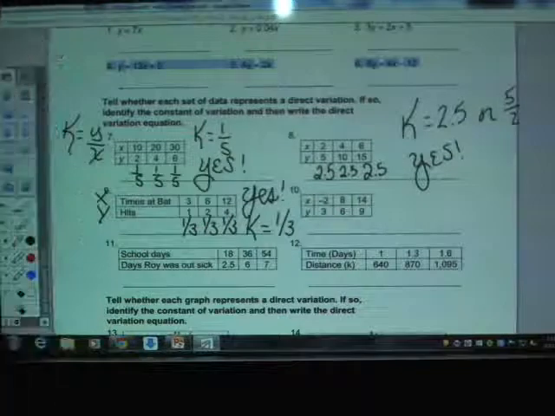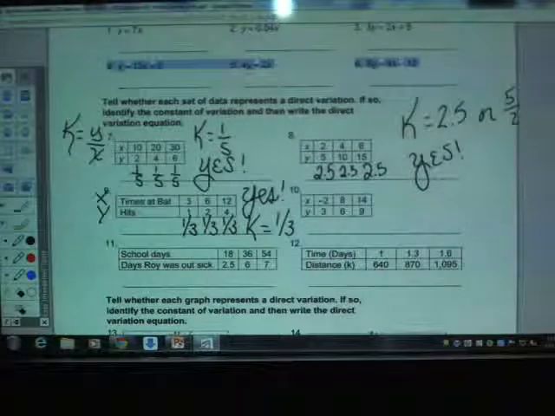And you'll keep doing the same thing with 10, 11, and 12. Look out for that constant of variation. If it happens to be the same, it's a yes, then simply identify the number you have there when you divide. If you get one time a different number in the question, it's automatically a no, game over.